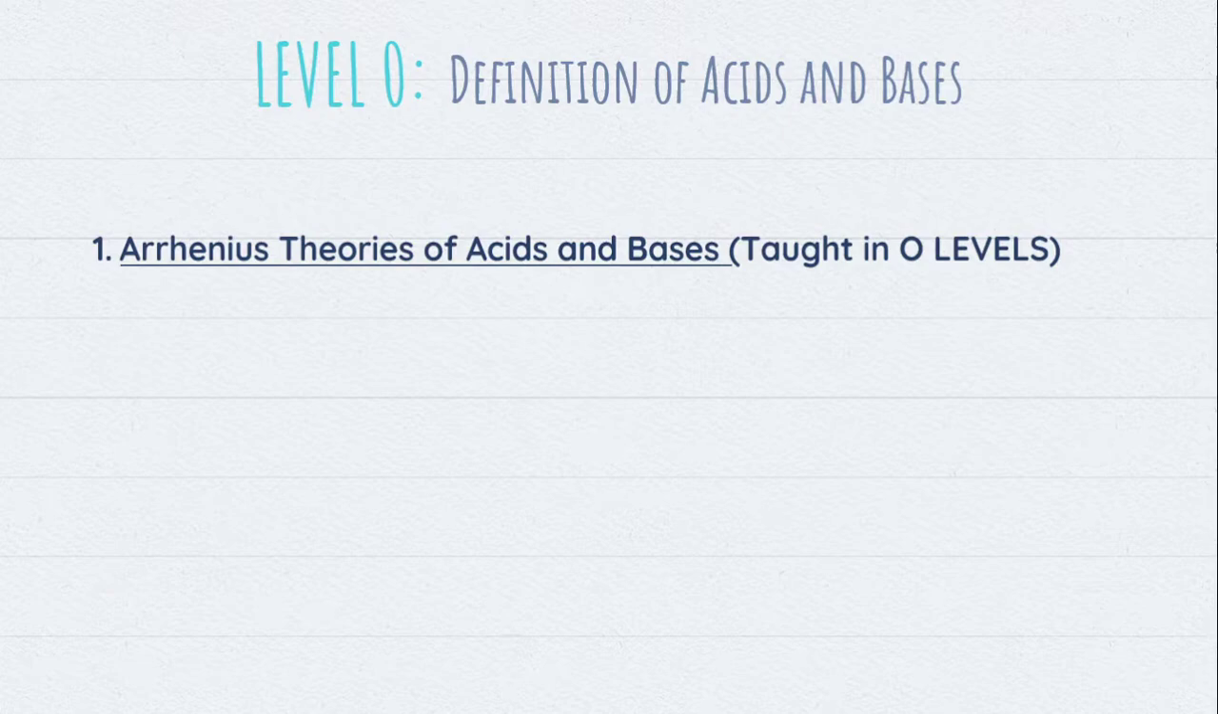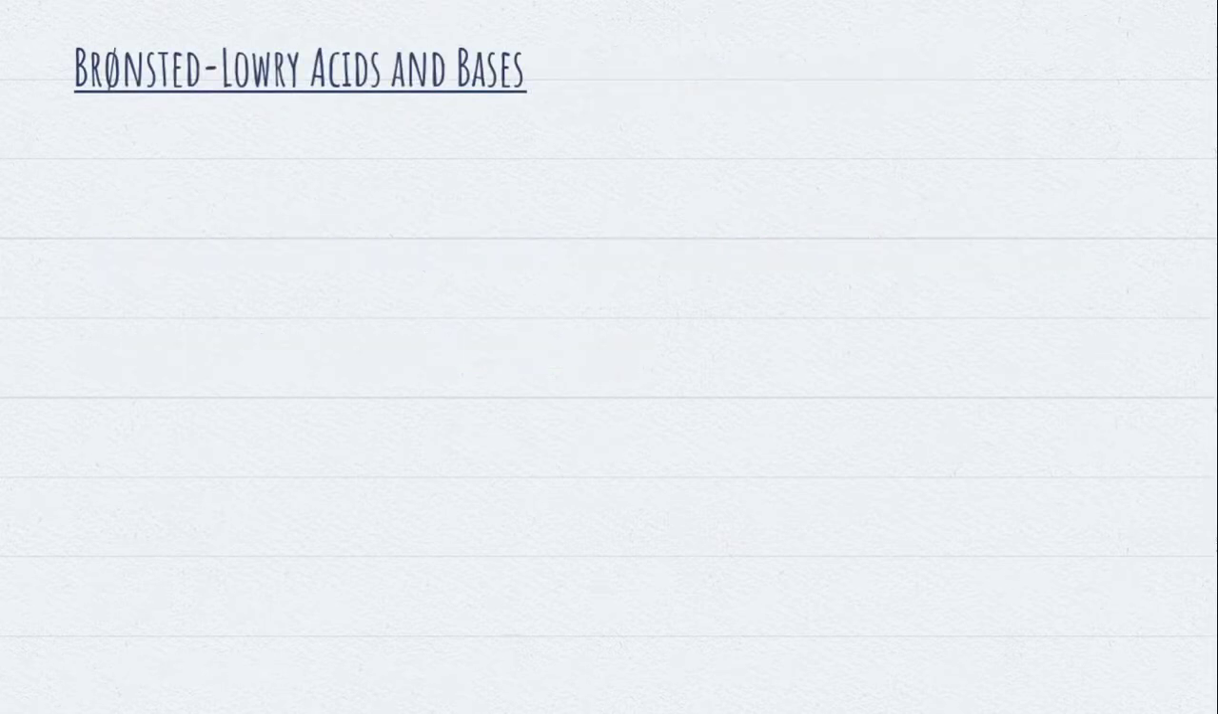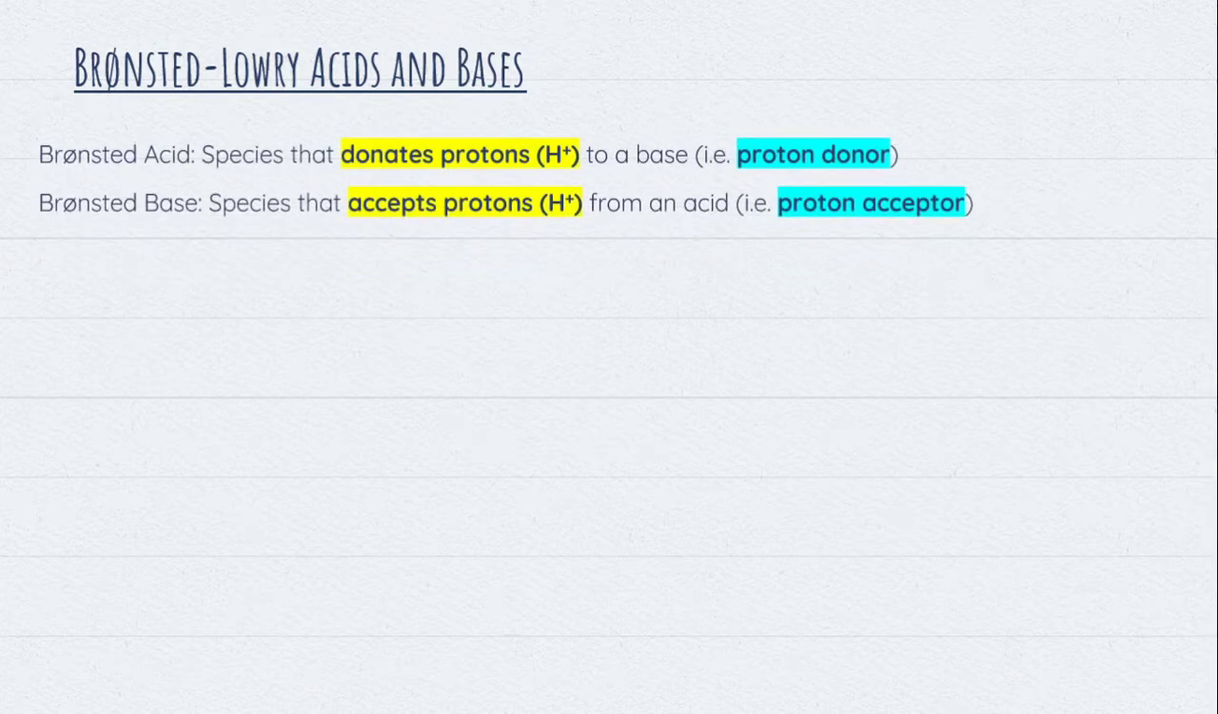Of course, you know there are restrictions to the Arrhenius theory, where it's only applicable in the aqueous medium. How about the rest, where it's not necessarily in the aqueous medium? That is where we have the 2 remaining definitions. The first of the remaining 2 is the Bronsted-Lowry acids and bases. What does it really look at? It looks at the proton H+, whether the species donates the proton or accepts the proton. An acid would then be a proton donor. The Bronsted base would then be the proton acceptor.